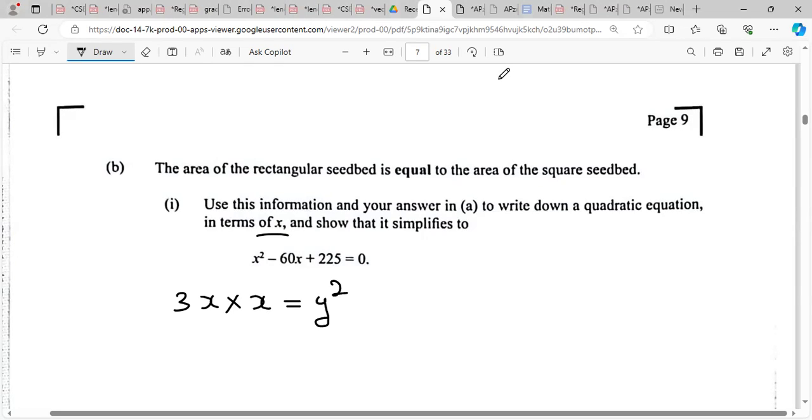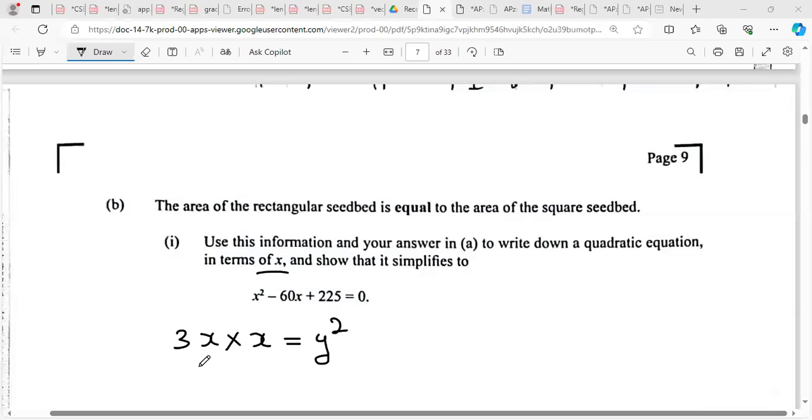Let me see something, guys. Let me go back. Alright, so basically, they say in terms of x, so they don't want y. So this works out to 3x squared. That's the area for the rectangle. And that must equal the area of the square. What was y again? Let me just look on it. Oh, 15 minus 2x. So y is actually 15 minus 2x. So they don't want y in it, they just want it in terms of x. So that was 15 minus 2x. And then now we square it because y is supposed to be squared.